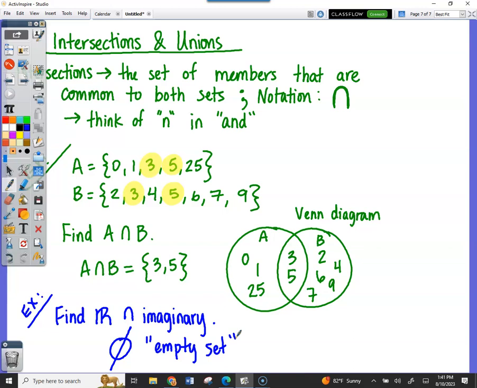And the visual is because we said at the very beginning, the real numbers can be found in a number line, and the imaginary numbers are imaginary. They're not on the number line. So there's no overlap. Think of a Venn diagram. There's no overlap with the real numbers and the imaginary numbers. So the intersection of that would be the empty set.